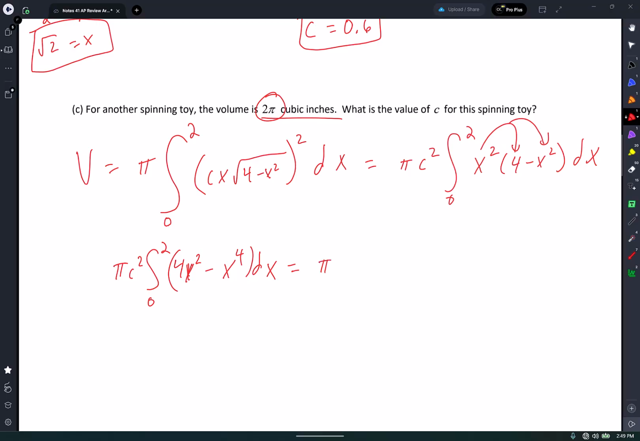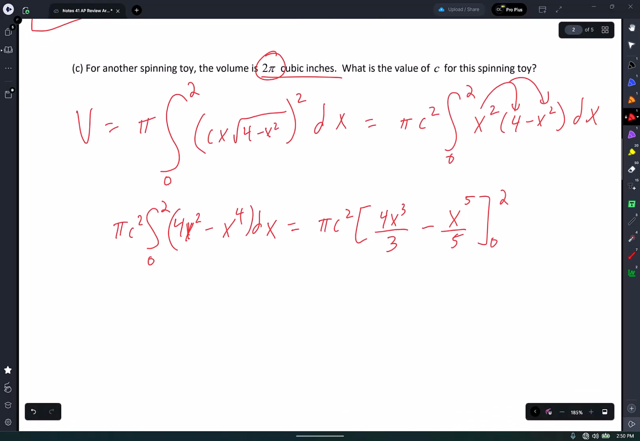Equals pi c squared, bracket, antiderivative of 4x squared. Antiderivative of x to the 4th. 0 to 2. You gotta have a little bit of arithmetic skills. Don't worry, guys. I have a filter in my laptop, and when I produce a video, you won't hear as much noise. All right. Let's do upper minus lower.